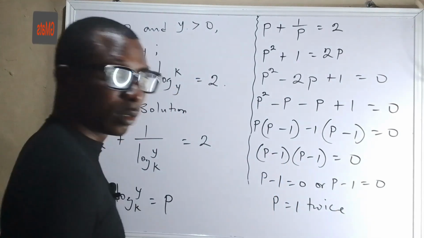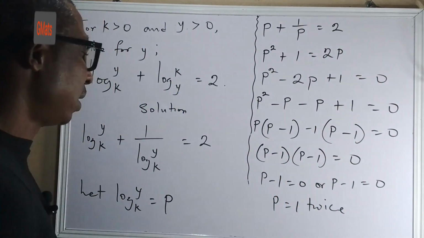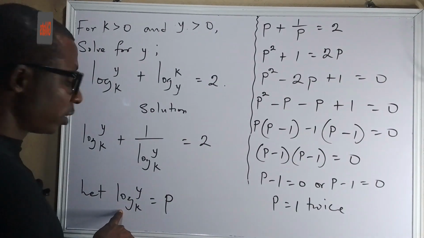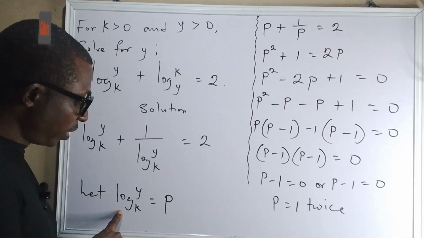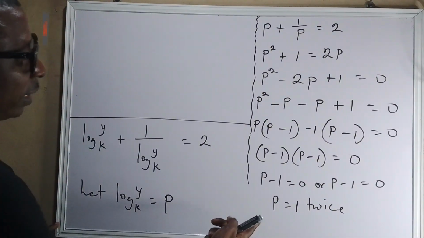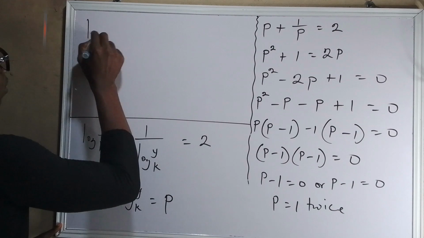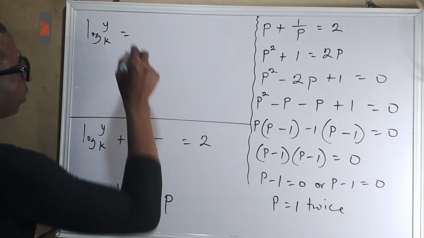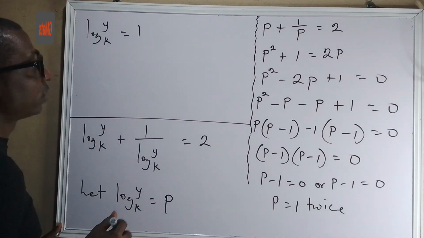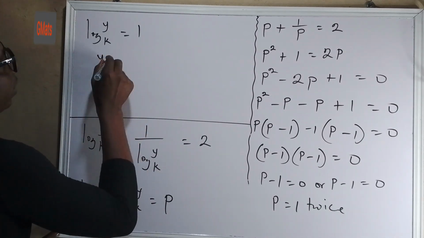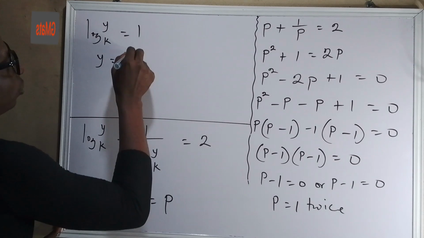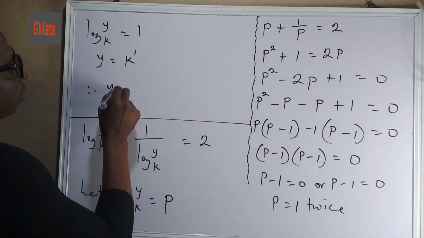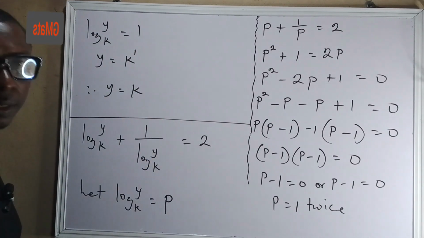Alright, but don't forget that p is log y base k. So now that means that log y base k equals 1. Alright, so now you have y equals k raised to the power of 1. So therefore y equals k. So y is k. That is the answer.